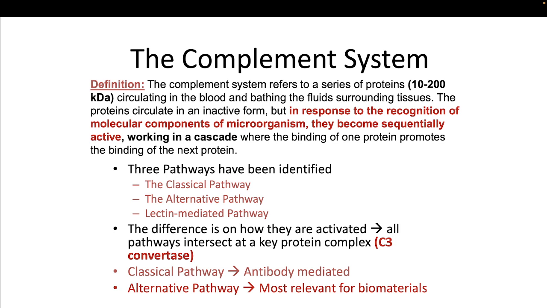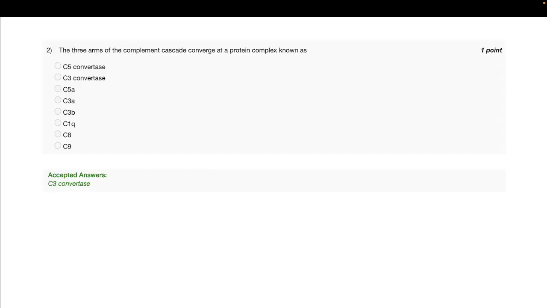On the other hand, alternative pathway gets activated when you have some biomaterial in your body. For example, you have your titanium rod implanted into a patient, so that surface will trigger the activation of these complement systems. Third pathway is the lectin mediated pathway. They will directly recognize some components, some antigens on the microorganism itself. So no matter how these complement proteins are getting activated, they will always come to a common point, that is C3 convertase. All of them will ultimately activate this C3 convertase, and then the complement system will further follow. So the right answer for this question, the three arms of complement cascade converge at a protein complex known as C3 convertase.